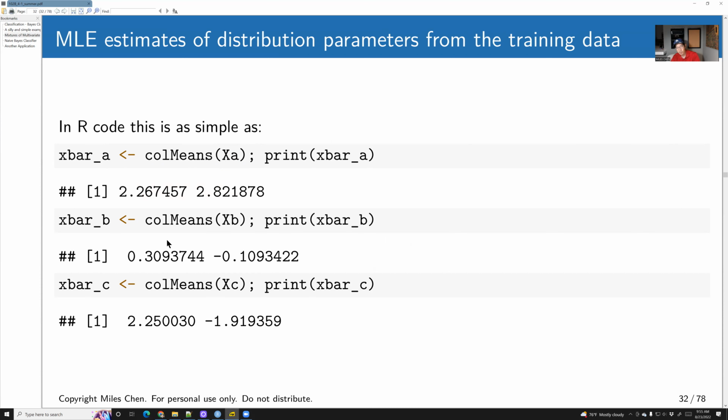For generating class B, we know that the true mean is 0, 0, but when we take the mean of our observations, we get a mean of 0.3 and negative 0.1. And then for class C, the true values were 2, negative 2. And when we just take our random sample of data and calculate the mean of our sample of data, we get 2.25 and negative 1.91.